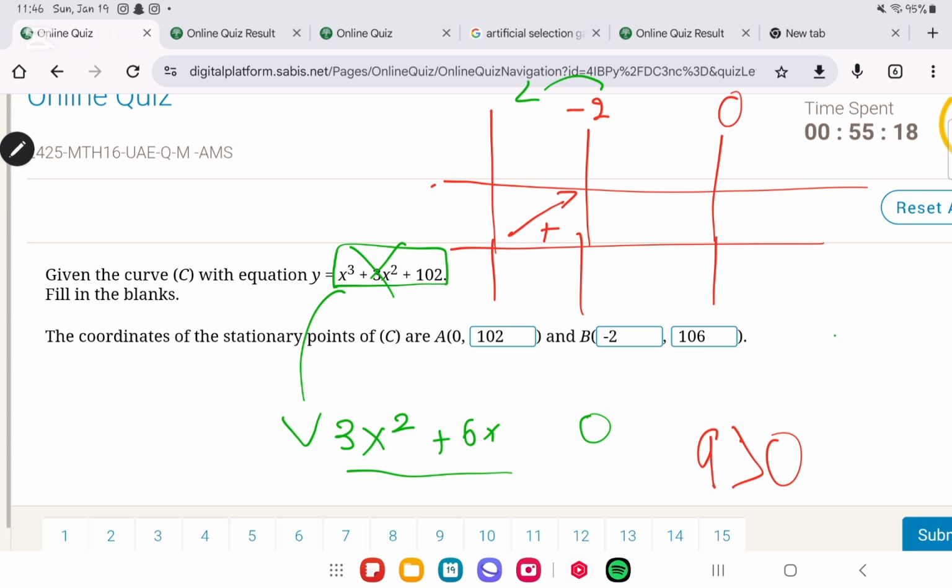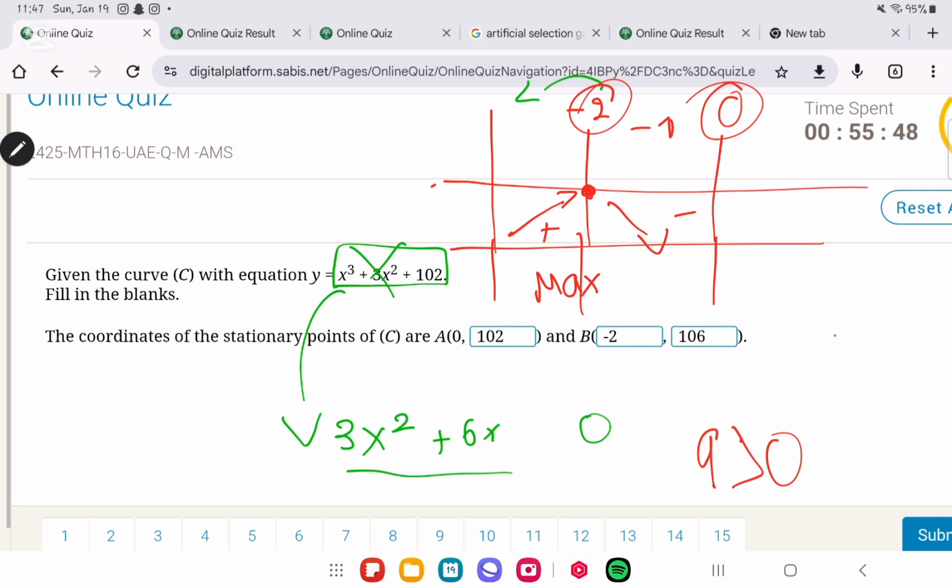Now we are gonna choose a number between -2 and 0. So, for example, let us choose -1. If we were to put -1, we are going to have 3 times -1 squared plus 6 times -1, and we will get -3. So it is decreasing or minus. Now, look at this over here. It's creating something called the maximum. So over here, we have a maximum.